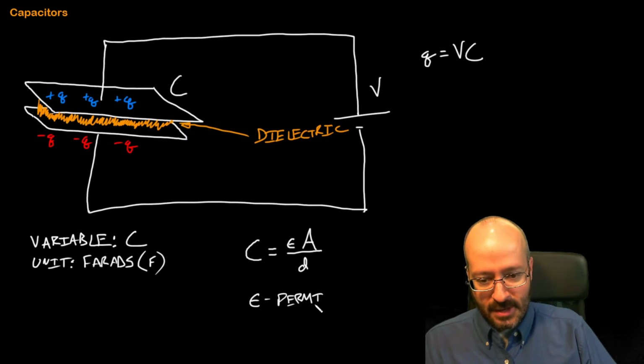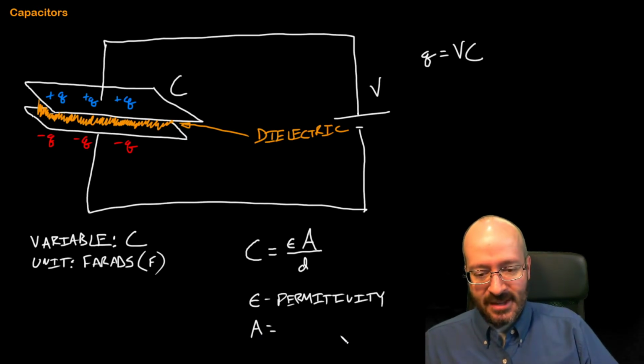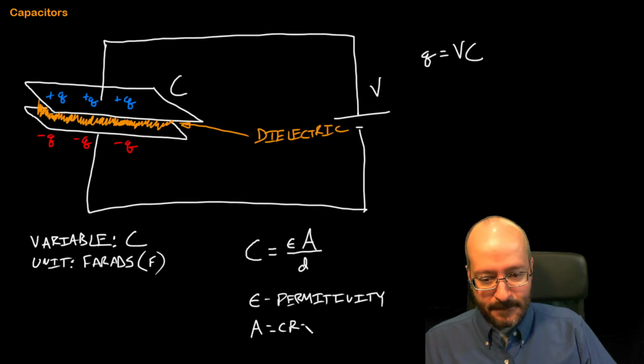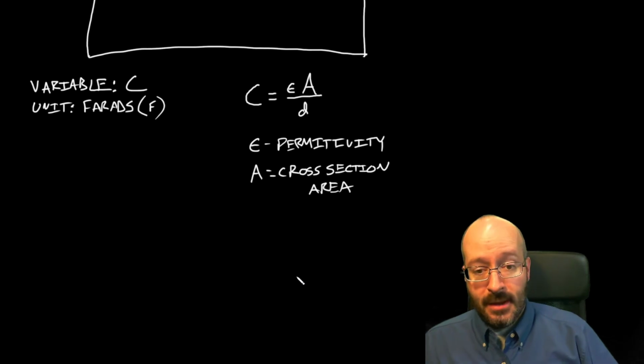Permittivity. I'm going to spell this wrong. Permittivity. Not a word I spell a lot. Okay, A is the cross-sectional area. And D is the distance between the plates.